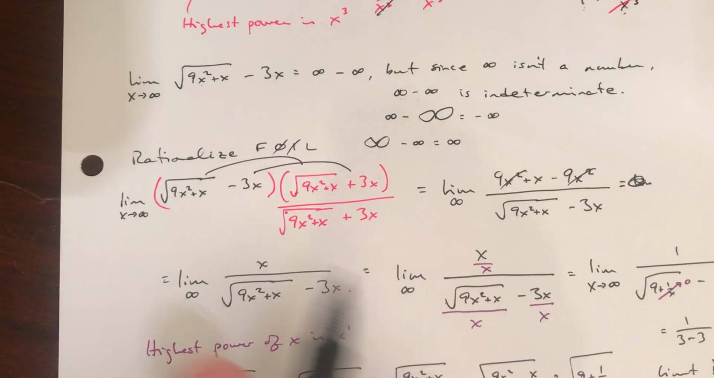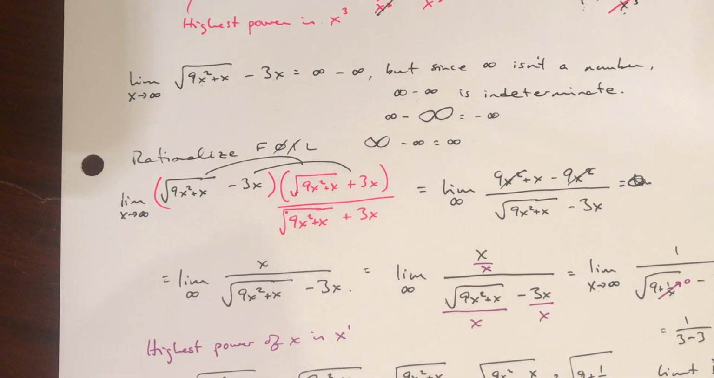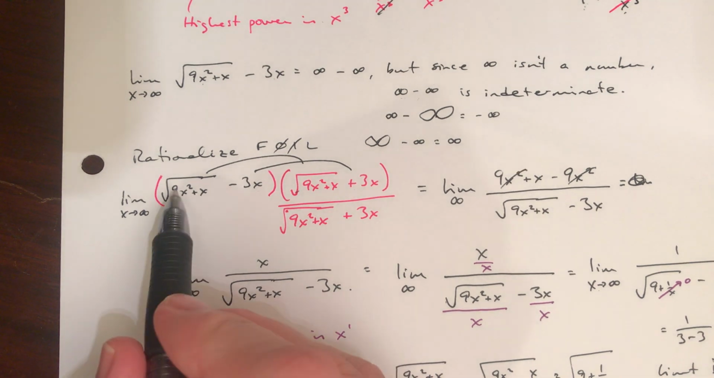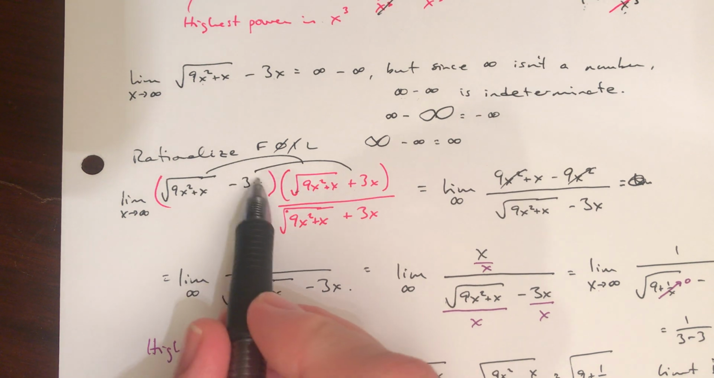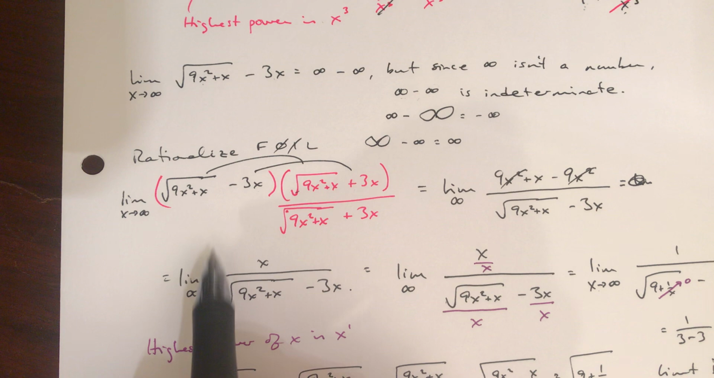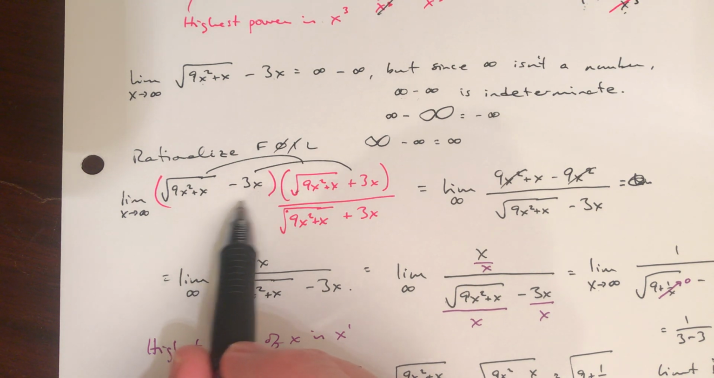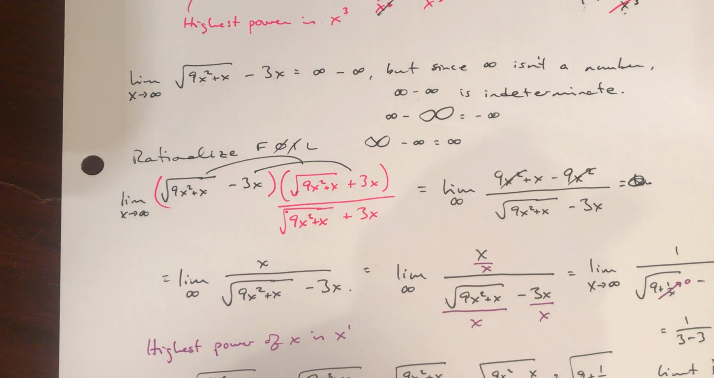We have this thing that is growing like a straight line. We've got another one that's growing kind of like a straight line. And if this one's getting bigger faster than that one, then our limit might be infinity. If this one's getting bigger faster, then our limit might be negative infinity. And if they're getting bigger at about the same rate, then we may get something in between.